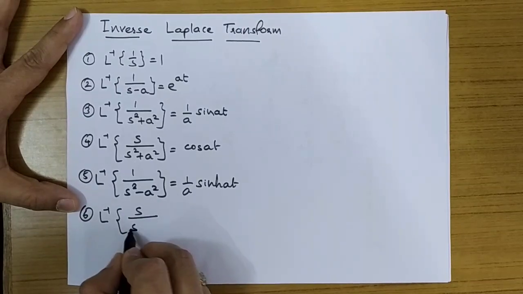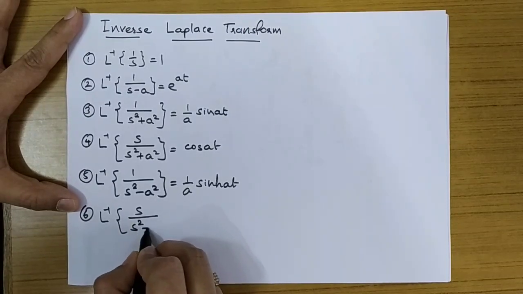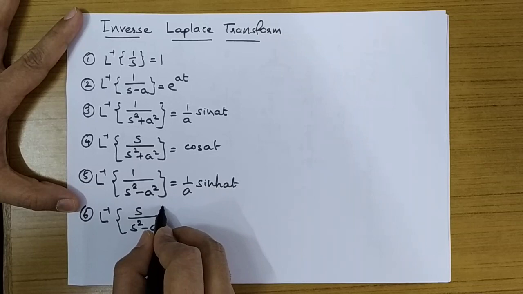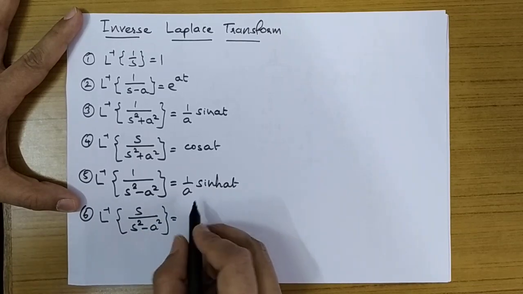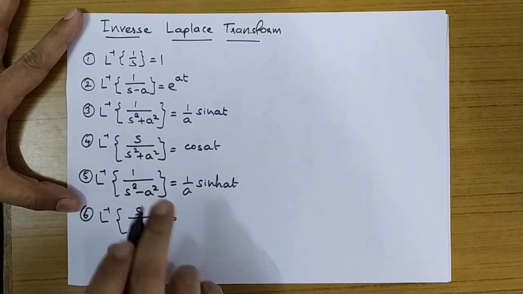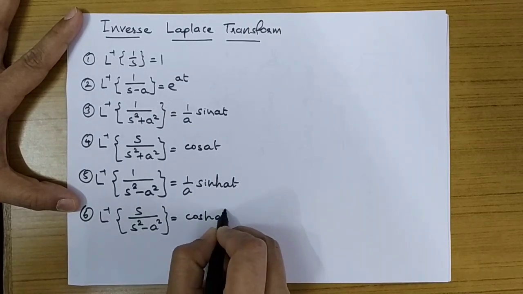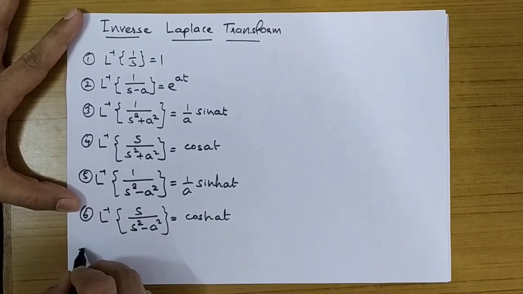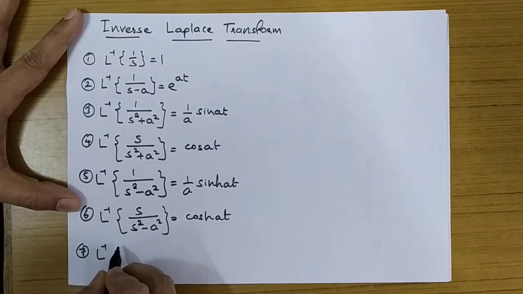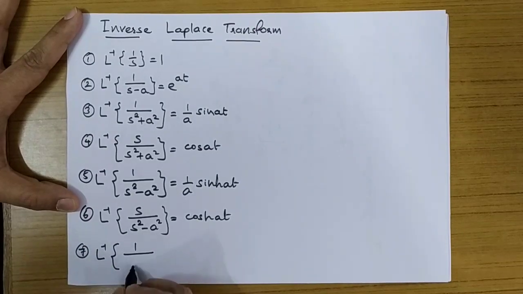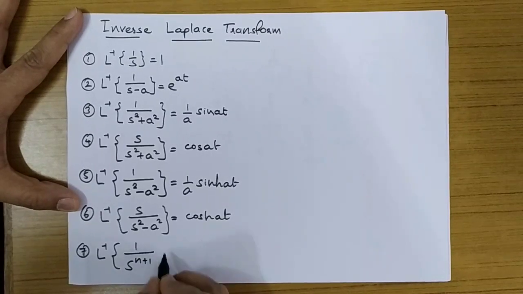So in order to understand the concept of inverse Laplace transform, you have to understand Laplace transform first, and then you can go for inverse Laplace transform. Sixth, L inverse s by s square minus a square is cos h at. And seventh, L inverse of 1 by s raised to n plus 1.